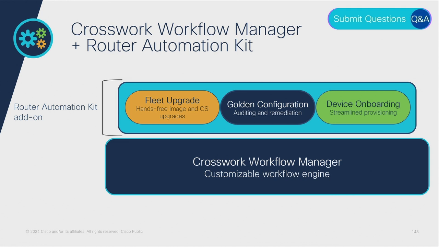And to that, you can add on this router automation kit. And RAC specifically is really good at addressing the complexity problem. I will get into that further on in the presentation, but for now, know that RAC is composed of 3 pre-built use cases. They're essentially pre-built workflows: fleet upgrade, golden configuration, and device onboarding. And again, we'll talk about that a little bit later. And of course, both are multi-vendor, right? So yeah, we'll dive into that a little bit more in detail.